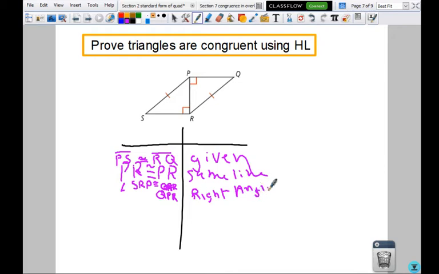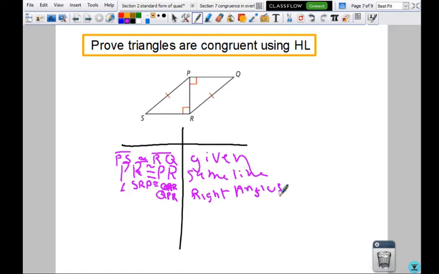Alright, so we're doing this one on the board here. PS equals RQ because they're given. PR equals PR because they're the same line. Then angle SRP is congruent to angle QPR, and the reason would be given. You don't even need to go into this much work. You can just say they're both right triangles because it's given. I'll take it, but you did more work than you needed to. Not bad though.